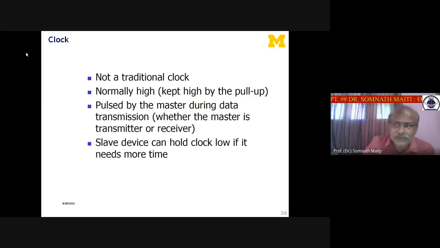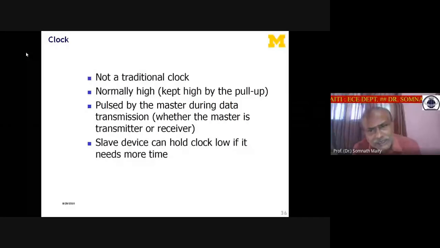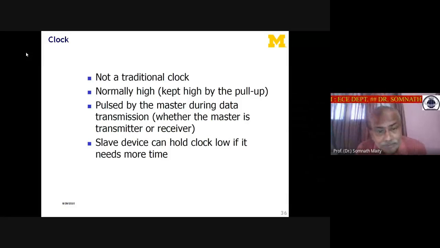Whenever they are going to transfer data, they transmit the clock, that is high, low, a normal square wave, during data transmission, whether the master is transmitter or receiver. Whenever data transfer is there, the actual clock is transmitted. Otherwise, this clock signal will be high. A slave device can hold the clock low if it needs more time. So suppose the slave is not ready to accept data, then it can hold the clock low.